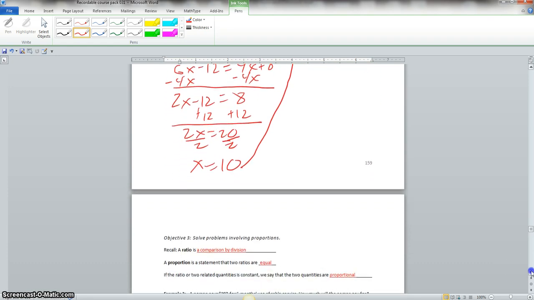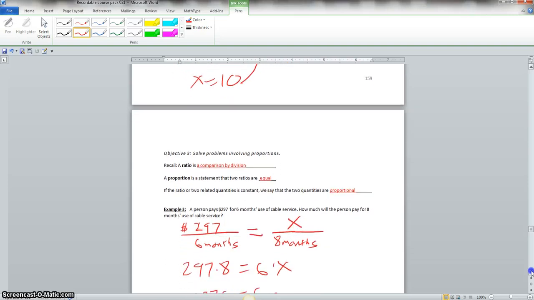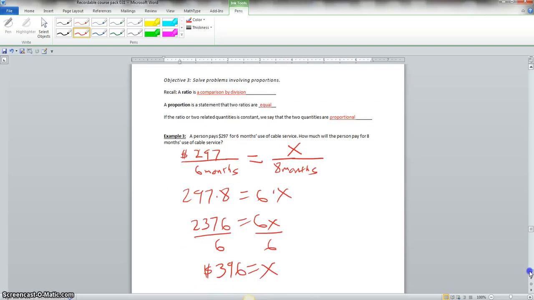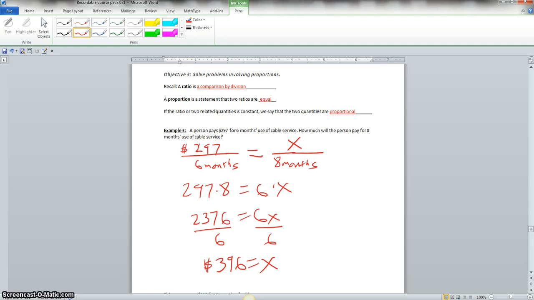Now we scroll to the next objective, objective 3. It says solve problems involving proportions. Recall, a ratio is a comparison by division. A proportion is a statement that two ratios are equal. If the ratio of two related quantities is constant, we say that the two quantities are proportional.